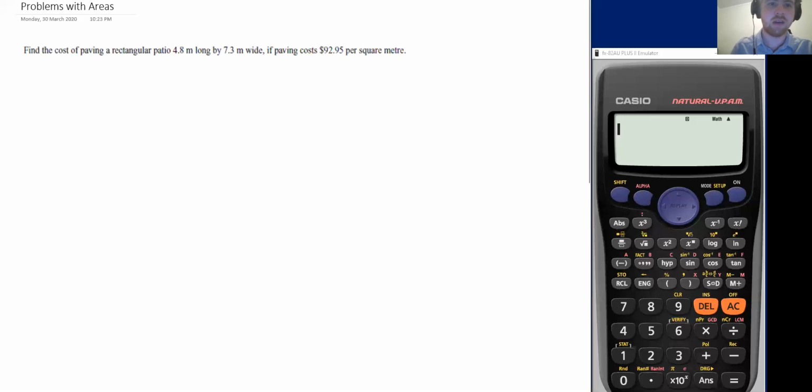Find the cost of paving a regular patio 4.8 meters long by 7.3 meters wide if the paving costs $92.95 per square meter. So the first thing I'm going to do is draw this patio. Okay, so it's something like this. It's rectangular, and it's going to be 4.8 meters long, 7.3 meters wide.